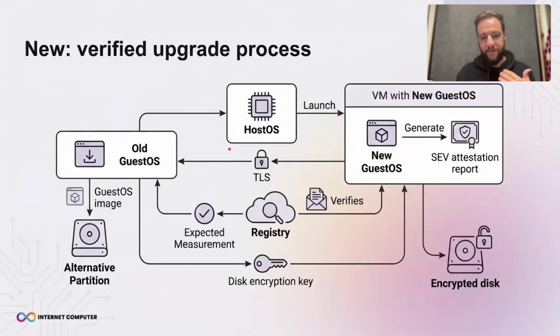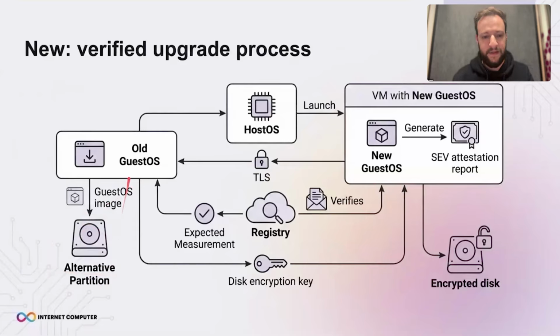So the whole upgrade process starts the same way as on non-SEV enabled nodes. Meaning that the old guest OS downloads the new guest OS upgrade image and writes it to the alternative partition on the machine. By writing to an alternative partition, we have a way to run the old guest OS and the new guest OS at the same time.